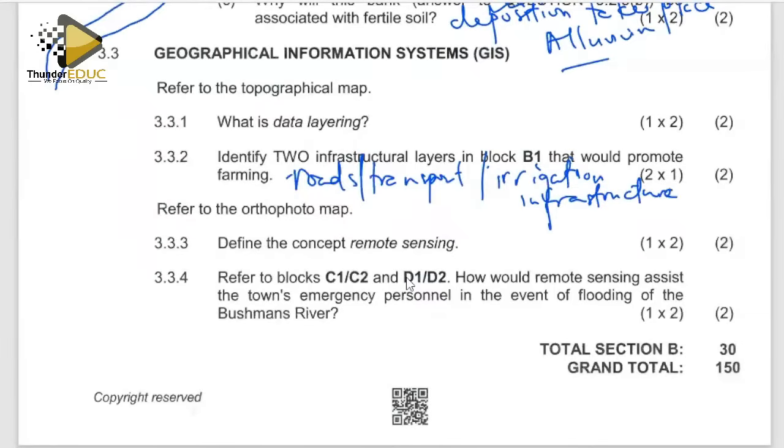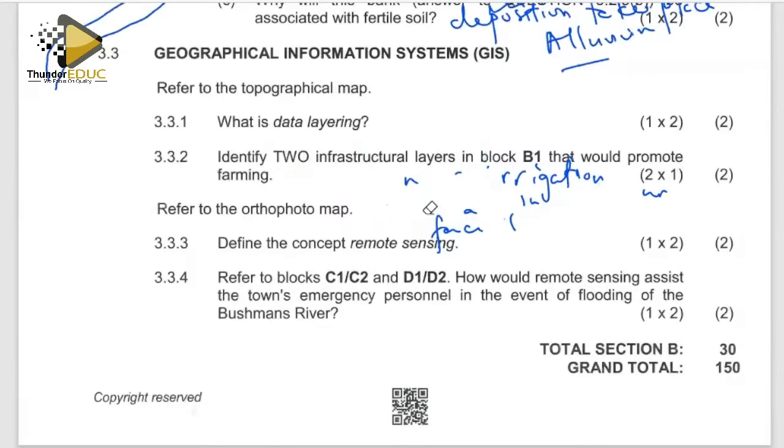And also you can check if there is any storage facilities like the silos. They also infrastructure supporting farming. So you can check if there are storage facilities like the silos. You can check if there are road networks or transport networks, and also if there's support of irrigation infrastructure in the area. Just as suggestions, since we don't have the map. Right, we move on to the next question.